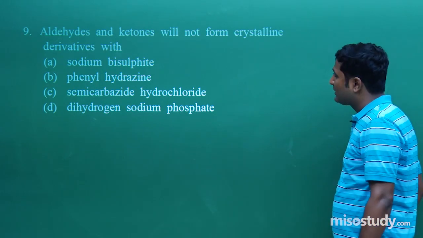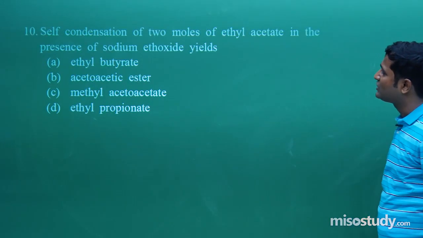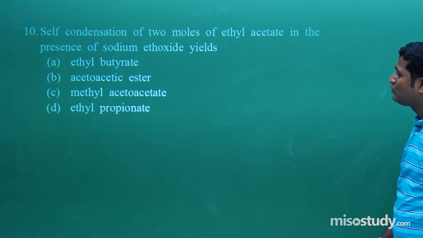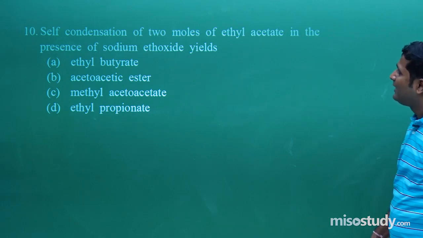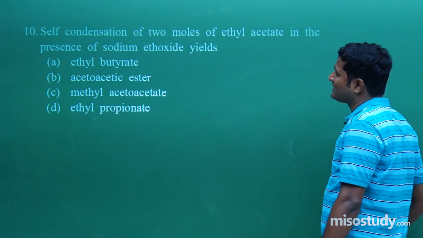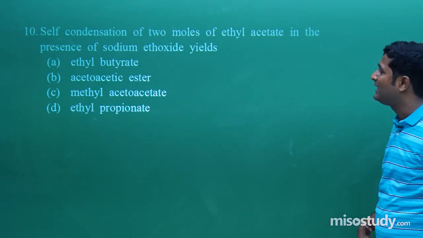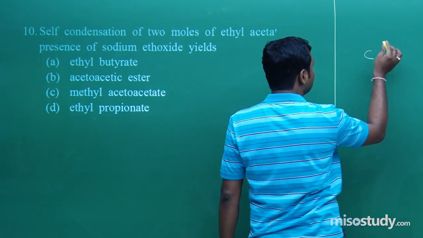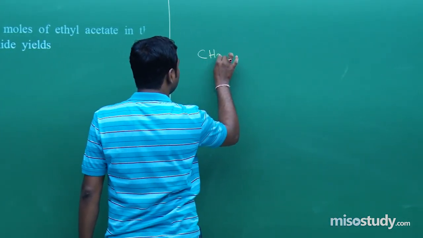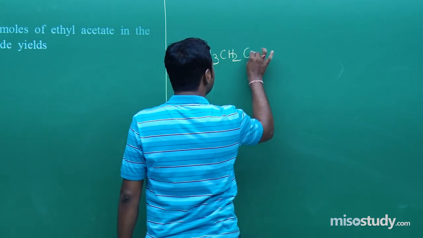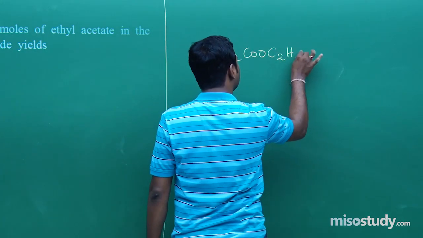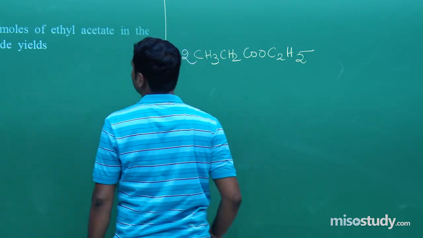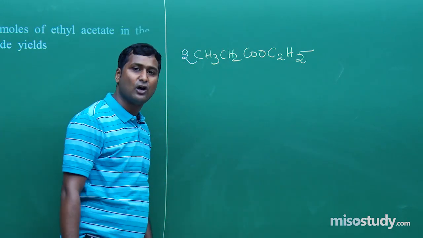Question number 10. Self-condensation of 2 moles of ethyl acetate in the presence of sodium ethoxide. It's very simple, self-condensation of ethyl acetate, that is CH3COOC2H5. Clear to you? 2 moles of ethyl acetate in the presence of sodium ethoxide.